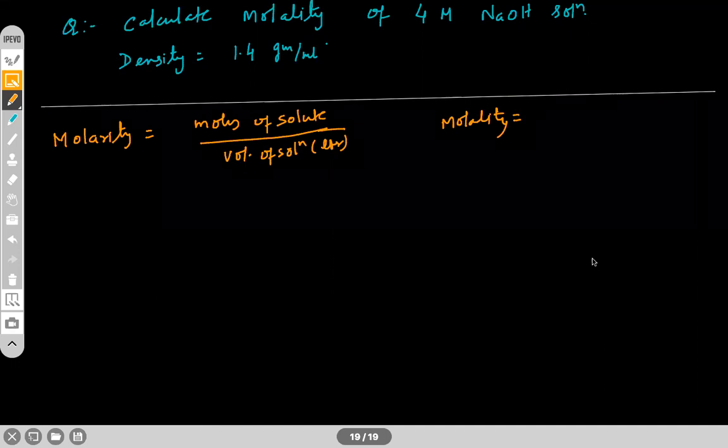I think 3.2 is correct. Okay, 2.8 is not correct. 2.85 is not correct. I think 3.2 is the correct one. Yeah, approximately that is correct. I'm not very sure with the answer, but 3 point something is there.